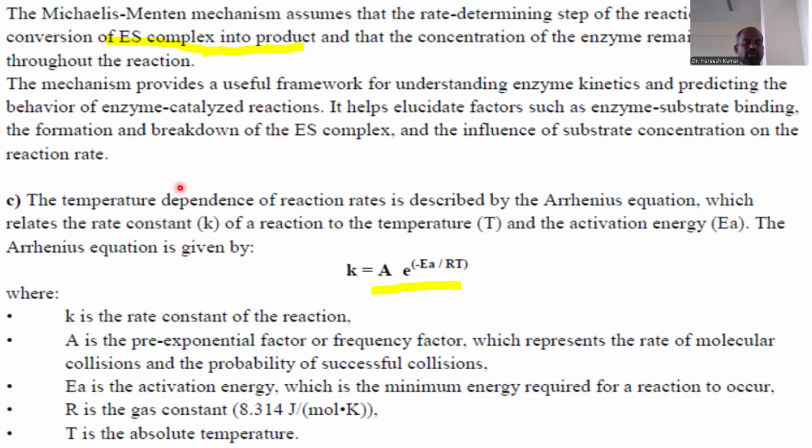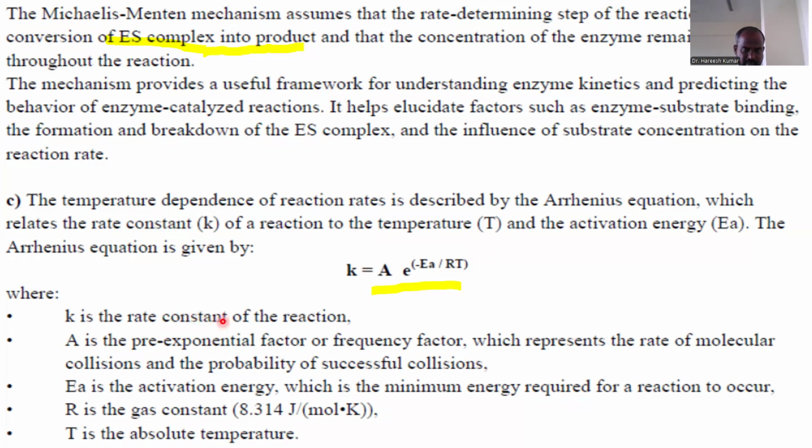This will be a 2 marks question, Arrhenius one. The temperature dependence of the reaction rate is described by the Arrhenius equation, which relates the rate constant K of the reaction to the temperature T and the activation energy EA. The Arrhenius equation is given by K is equal to A into exponential to the power minus EA upon RT.